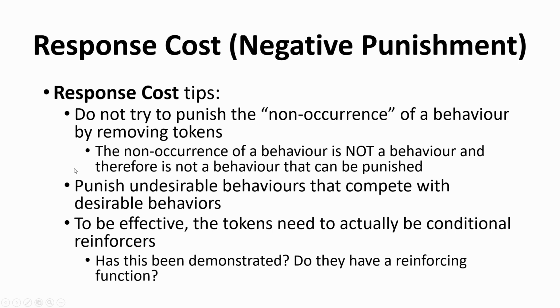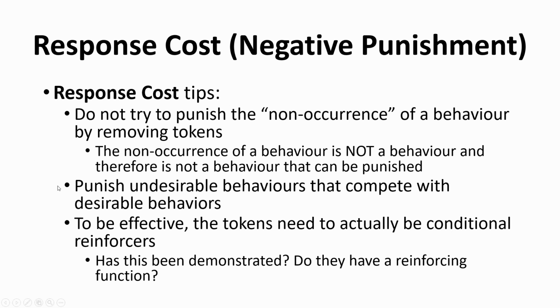So here it says the non-occurrence of a behavior is not actually a behavior and therefore is not something specific that could be punished. So you do a lot better and you see a lot more effective outcomes if you can punish a specific behavior that you want to try and decrease. In this instance, you're a lot better off just reinforcing the occurrence of the behavior, and then the non-occurrence of that behavior will happen less often, if that makes sense.